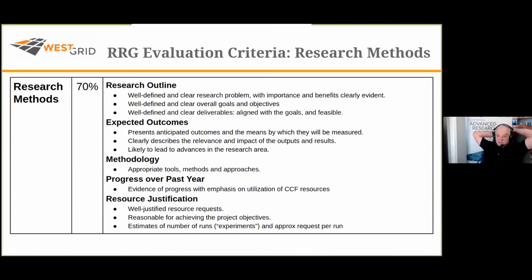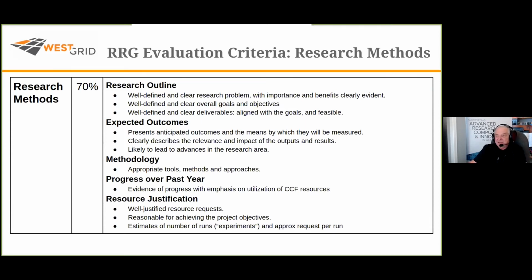Research methods is broken down into a few subtopics. First, a research outline, and I've taken most of the words here from the instructions we give to the reviewers. So: a well-defined and clear research problem, well-defined and clear goals and objectives, and well-defined and clear deliverables. Yeah, it's always a problem because you're really looking at a crystal ball for next year, but you have to tell us as much as you can about what the problem is, what you're trying to achieve, and what the outcomes are and the means by which they will be measured.